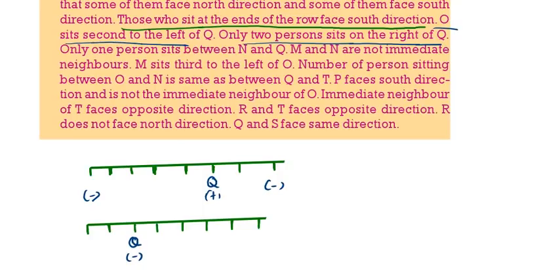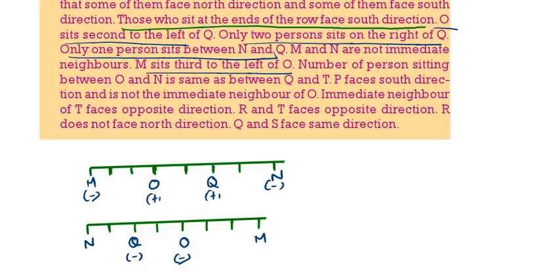Then O is sitting second to the left of Q. Here you will get O. Then only 1 person is there between N and Q. So here we will get N. Then M is sitting third to the left of O. So if you take O plus, O left to third M. If you take O minus, O right to third M.